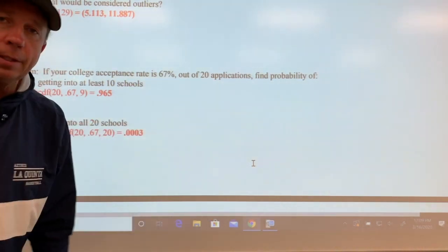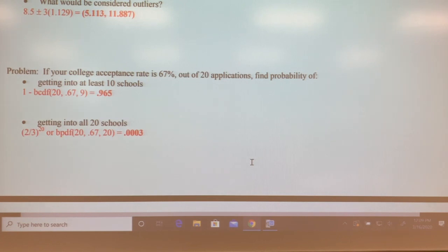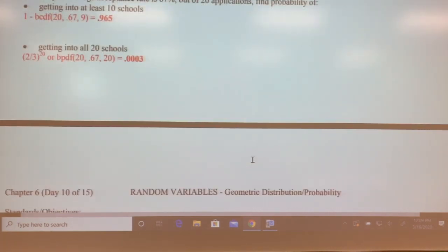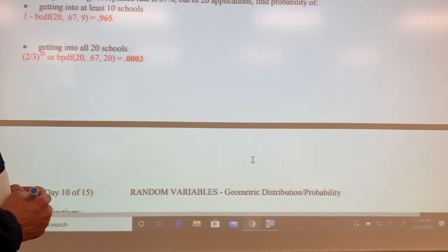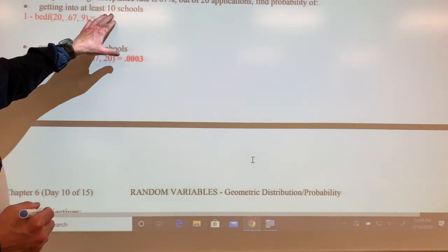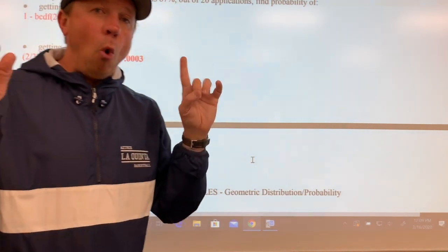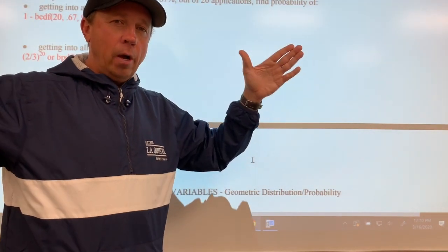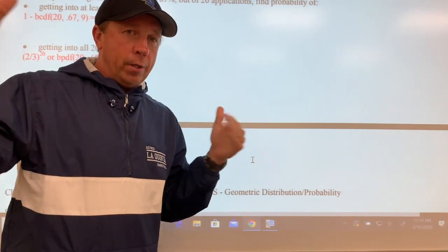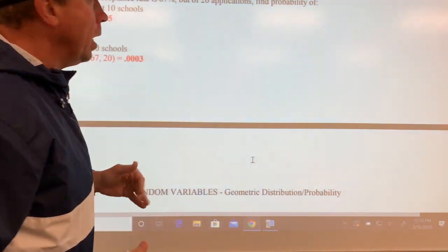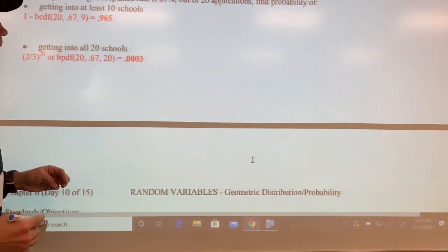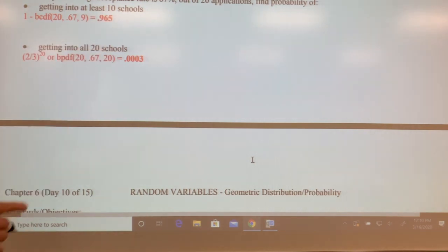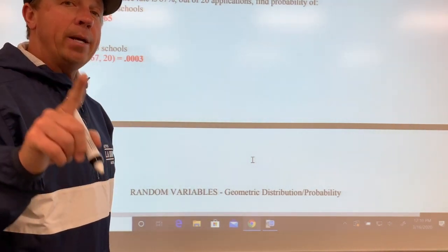Last problem. Perfect timing. Your college acceptances. If your college acceptance rate is 67% out of 20 applications, find the probability of getting into at least 10 schools. This distribution is 21 numbers long. You can get into 0 schools all the way to 20. So that's 21 numbers. I'm not going to build that big old chart like I did on the last problem. What are the chances of getting into at least 10 schools? At least 10 is 1 minus 9 or less.